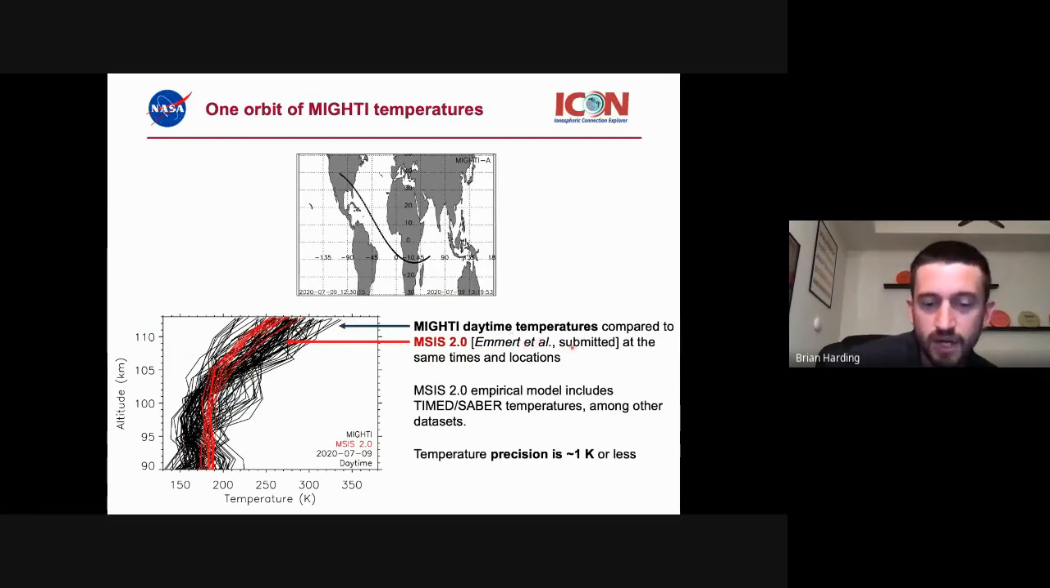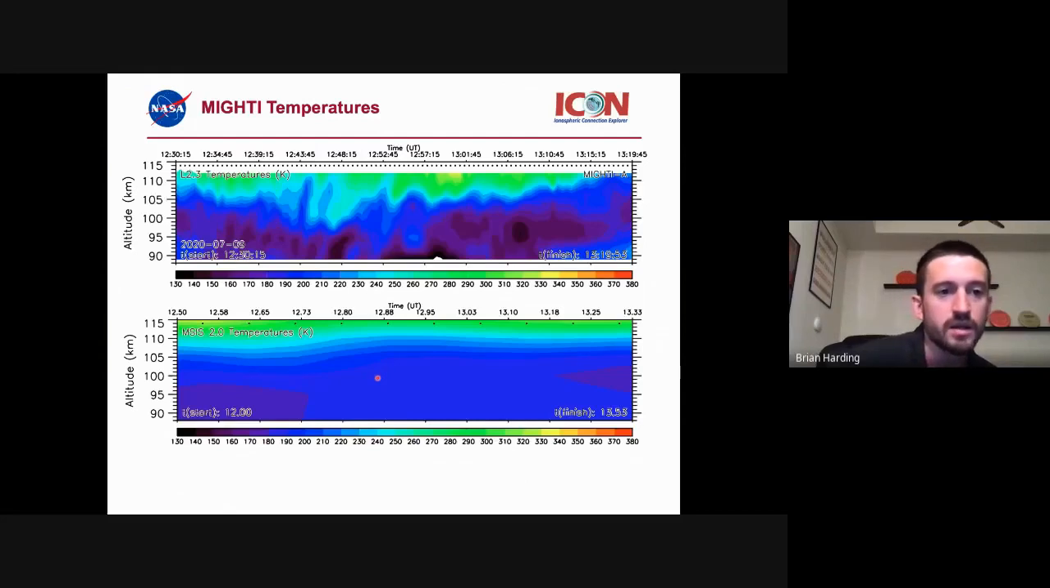This says submitted, but actually as of yesterday it was published, so this is available now. Showing this in a slightly different way, this is the same data but shown as a function of altitude and time across that dayside pass. Again, just to give an idea of some of the small scale structure that MIghty is seeing that doesn't show up in a climatological picture. So there's really an incredible amount of variability here.